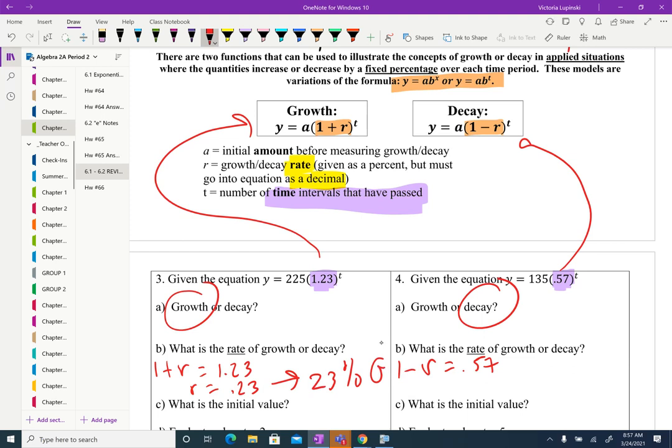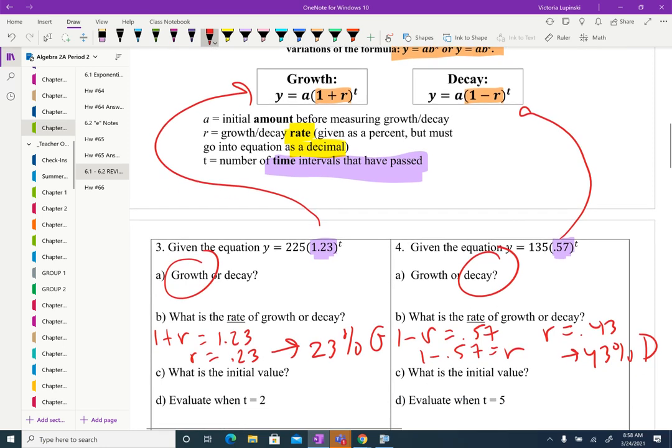On the right, you're going to do 1 minus 0.57 equals r, so I just put them on opposite sides. So r equals 0.43, which is 43% decay. The initial value is always the a value out front. So the initial value in both of these cases is the starting number, which would be 225 on the left and 135 on the right.